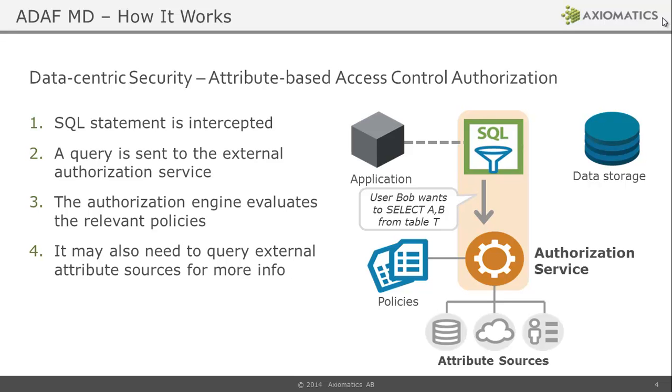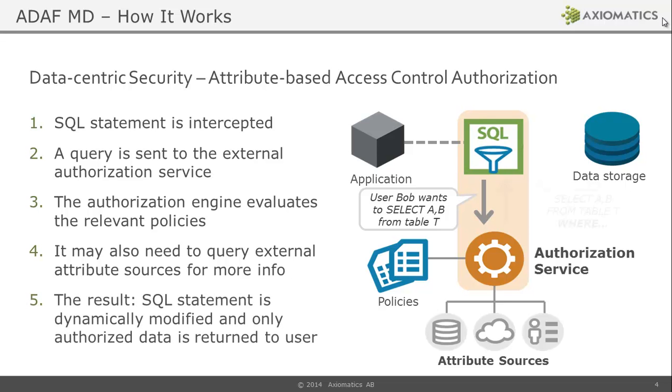This could be attributes about the user, their role, their citizenship, their clearance. Eventually, based on the policies and based on those attributes, the authorization service returns a SQL statement which the SQL proxy will apply to the original statement, and therefore only entitled data will be returned from the database.